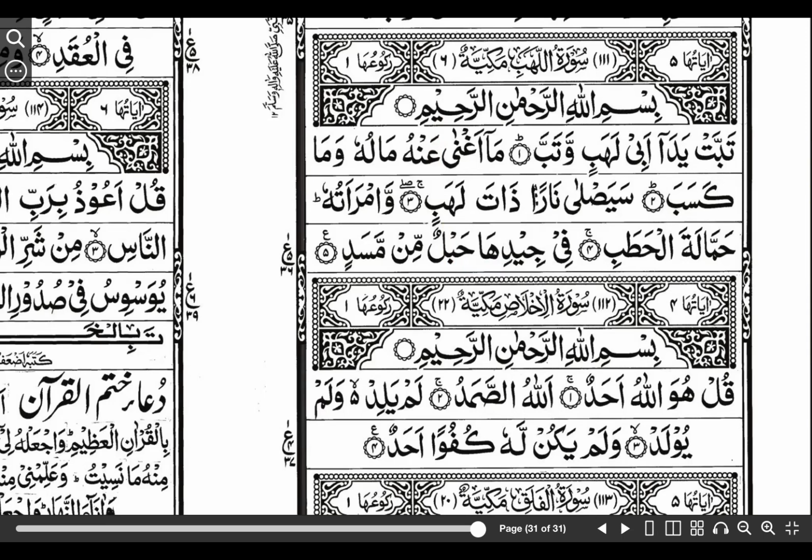Okay, mashallah. Brother Amin, bismillah. A'udhu billahi min ash-shaytan ir-rajim. Bismillah ir-Rahman ir-Rahim. Tabbat yada abi lahabin wa tabb. Ma aghna anhu maluhu wa ma kasab. Sayasla naran. No, it's okay, carry on. I should not have stopped you. Say ma aghna anhu, please. Ma aghna anhu. Start from the beginning, Tabbat yada again.